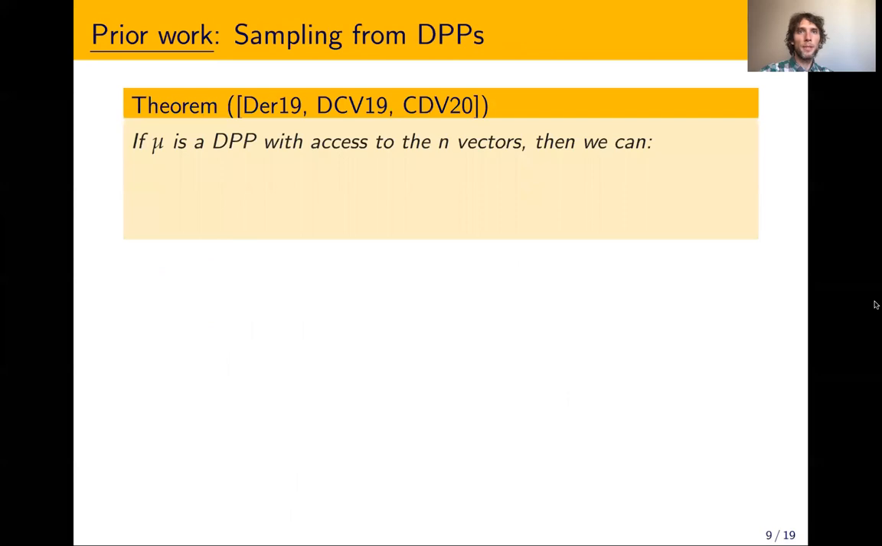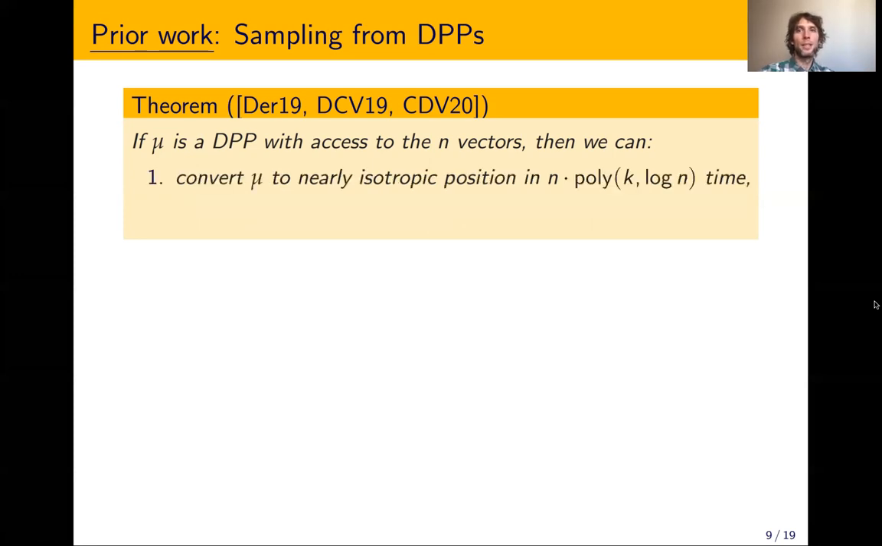For sampling from DPPs, of particular relevance is a recent approach proposed by myself and then further improved together with Daniele Calandriello and Michal Valko. Here with a slightly different access model, which is a standard in this area, we show that a DPP can be converted to nearly isotropic position in n poly k log n time, and then we can sample from it exactly in just poly k time.